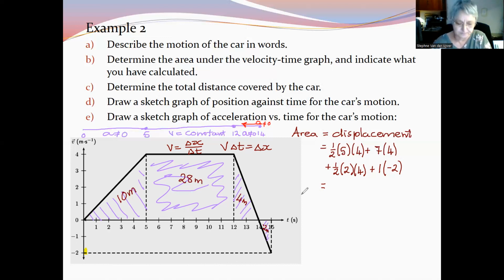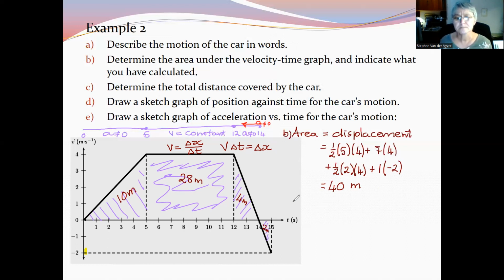To add all this, I multiplied. That can't be true. That's 10 and 28 is 38, and 4 is 42, and negative 2, which gives us 40 meters. And this will be the displacement. Right, so that was question B's answer.